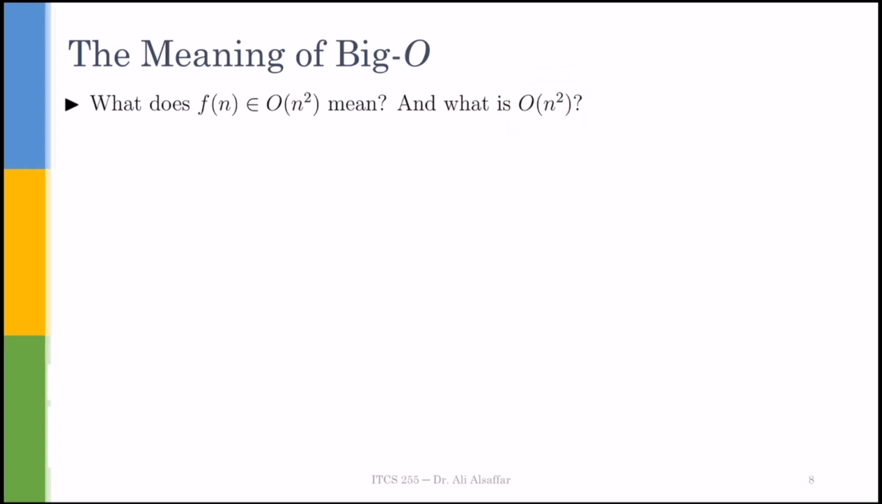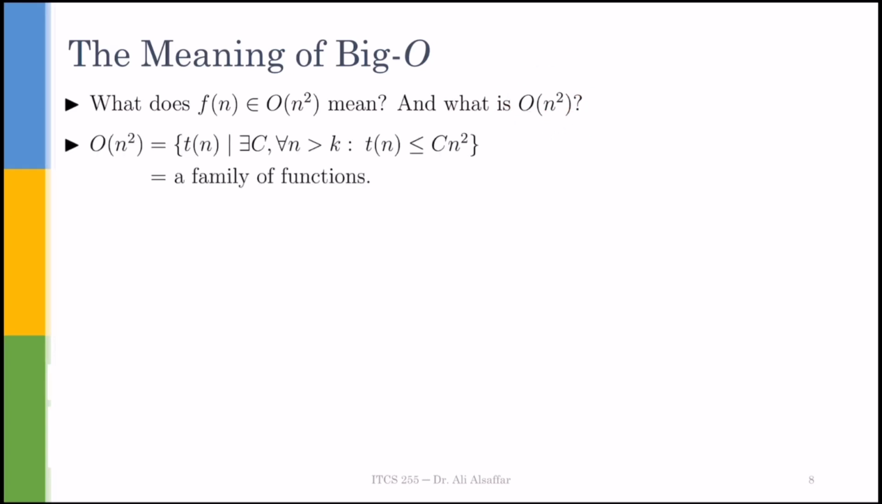O of n squared in fact is a set that consists of a family of functions. Again, I repeat, the order of n squared consists of all functions that grow no faster than n squared. It means when you draw them, they will fall below the curve of n squared.